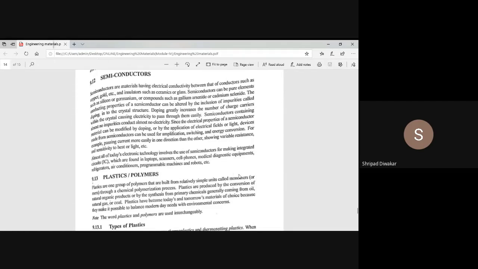So where the conductivity of the heat is moderate, neither too high nor too low, where a medium heat transfer application is required, in that case we go for semiconducting materials like silicon or germanium. So applications of semiconductors are mainly in integrated chips, integrated circuits, laptops, mobile phones, medical diagnostic equipments, refrigeration, air conditioning, and programmable machines and robots, etc.